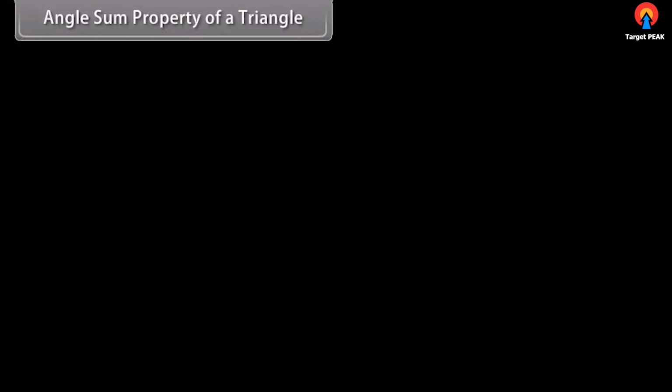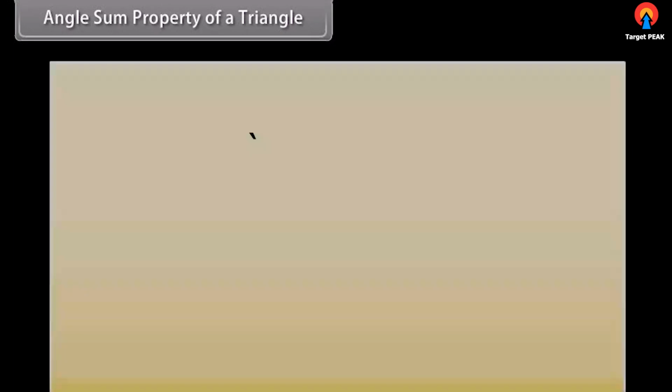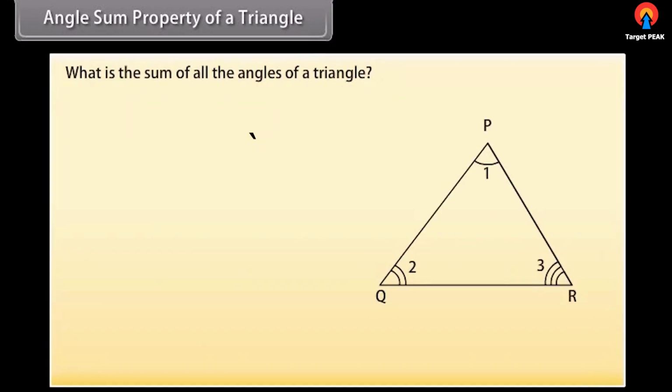Angle sum property of a triangle. Can you tell what is the sum of all the angles of a triangle? Yes, you are right. The sum of all the angles of a triangle is 180 degree. Let us prove this statement using the axioms and theorems related to parallel lines. Property: the sum of the angles of a triangle is 180 degree.